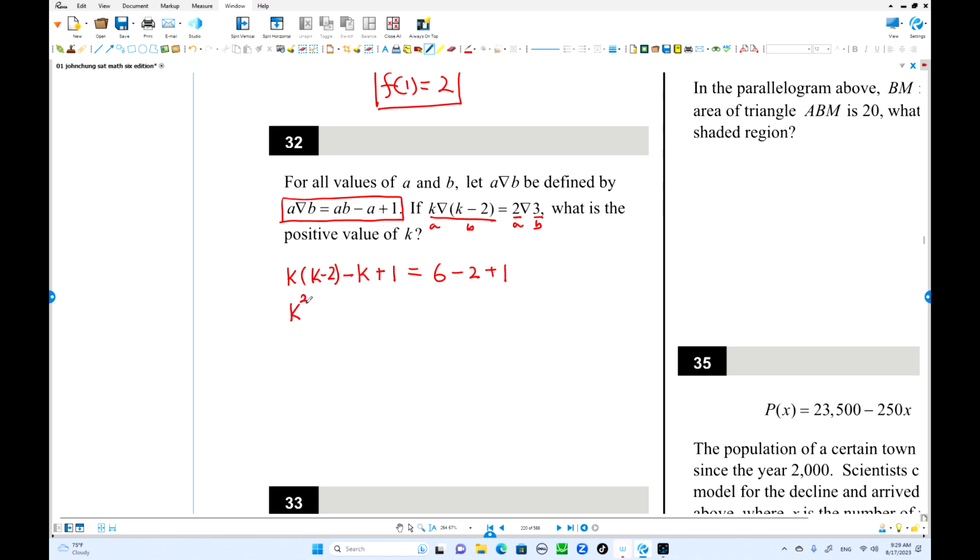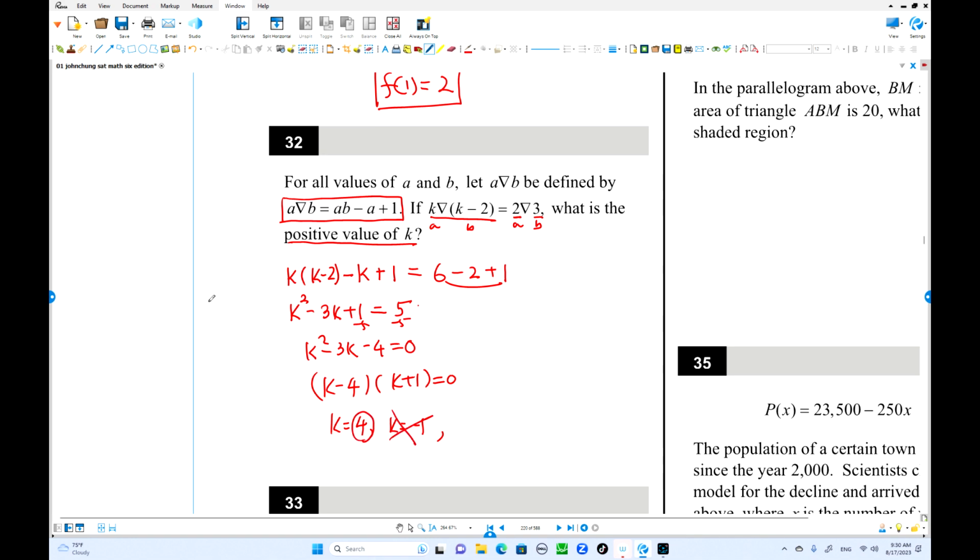But simplify. K squared minus 2k minus k is minus 3k, plus 1 equals, this is 7 minus 2 is 5. So k squared minus 3k minus 5, move both sides, that is negative 4 equals 0. So k minus 4 and k plus 1 equals 0. That is factored form. So k is 4 or k equals negative 1. We need the positive value of k. This is positive. 4 is the answer.